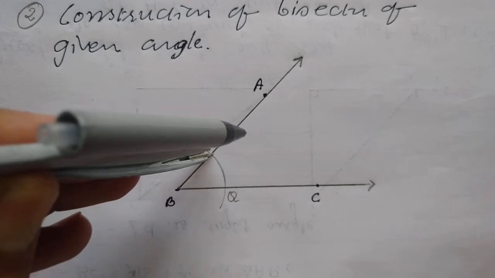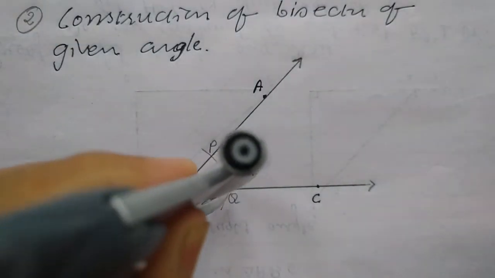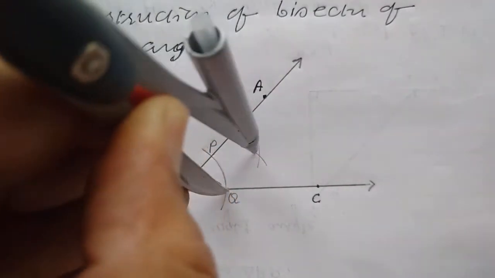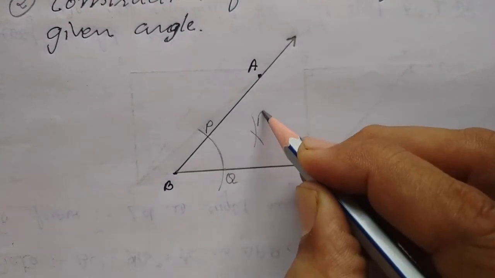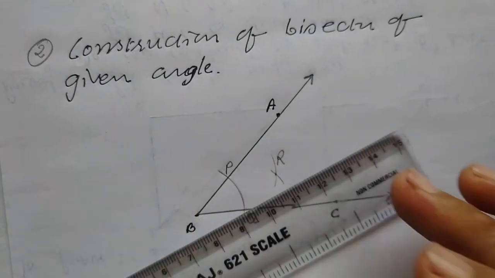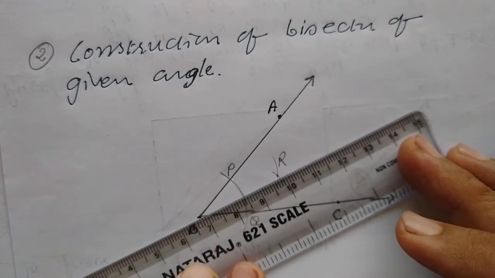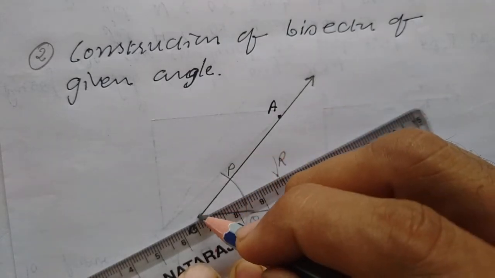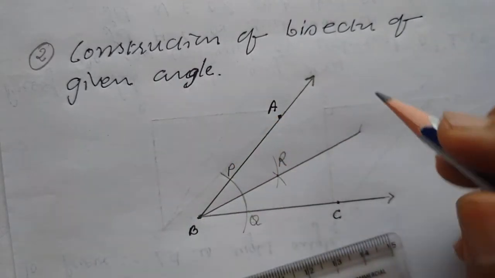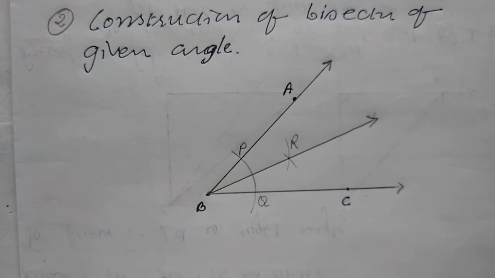From P take one arc, from Q take another arc children. Okay. Now children, this point is R. Join B and R, that will give you the bisector of angle ABC. So ray BR is the angle bisector of the given angle ABC children.